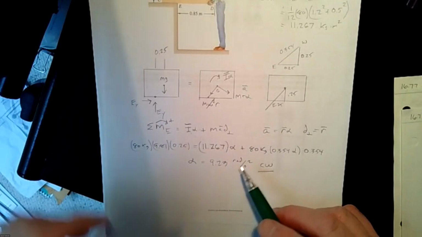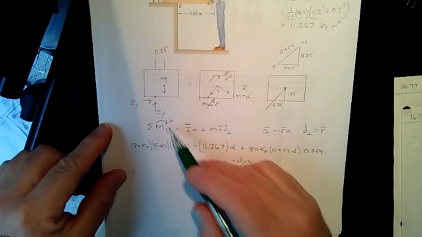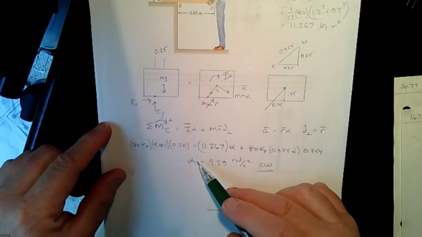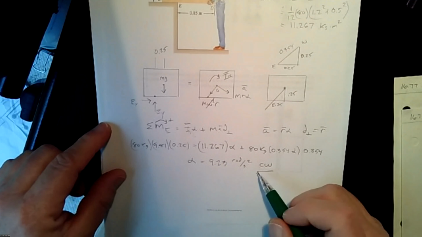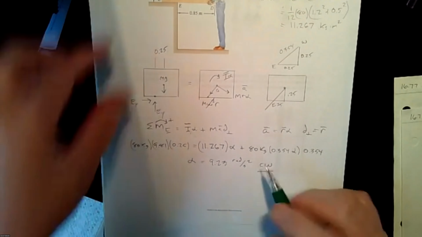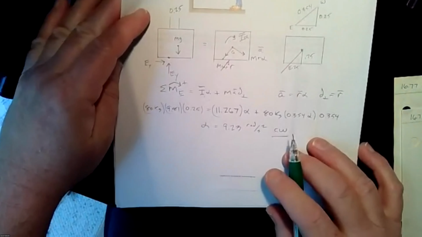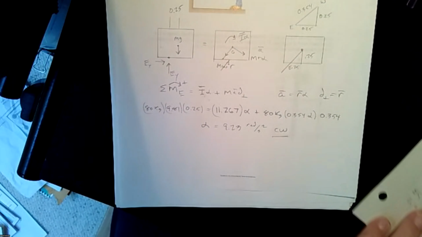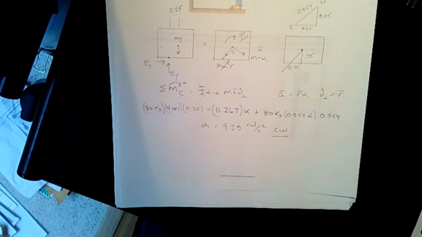Because of the way I did the convention here, I came up with a positive number, and that's fine as long as you indicate which direction it's going in. Sometimes it's easier to just keep things positive. And a secondary thing on life, always be positive, right?